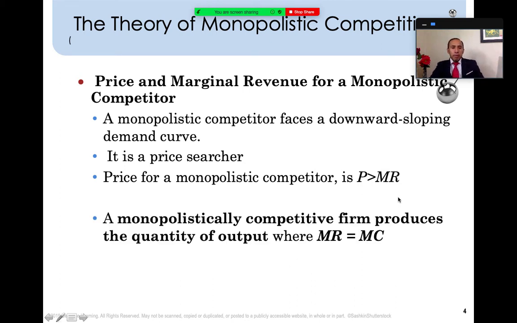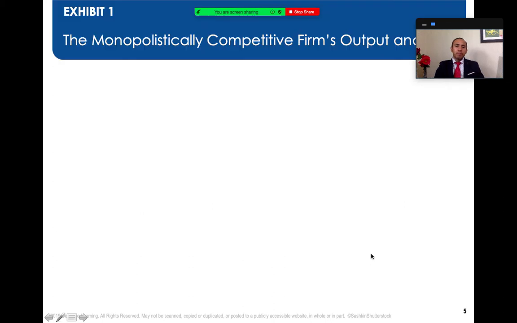A monopolistic competitive firm, or in this case, a producer, is going to produce a quantity of output where the marginal revenue of the good or service is equivalent to the marginal cost. This profit maximizing output rule is very consistent through all of the market structures. Where marginal revenue is equal to marginal cost, the firm produces a profit maximizing quantity of output.